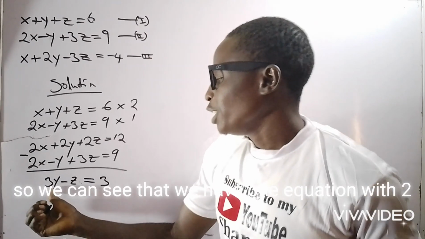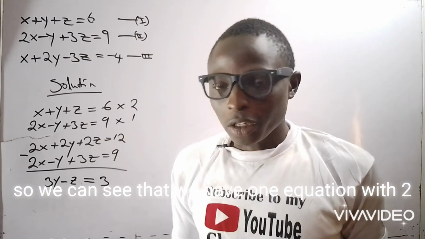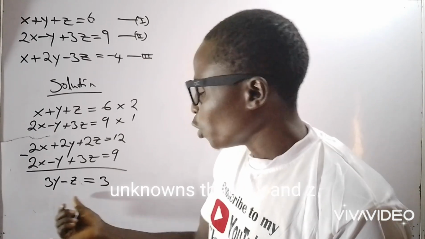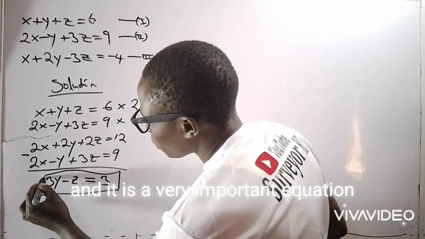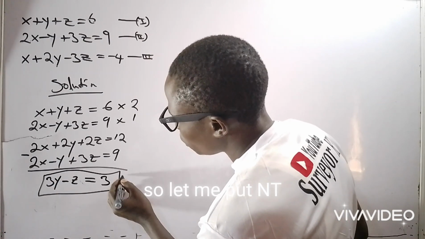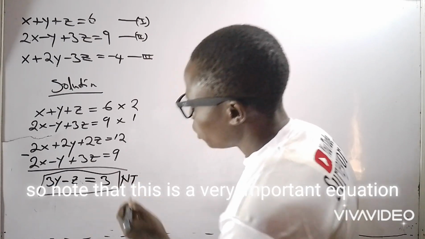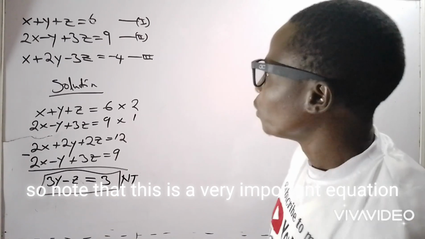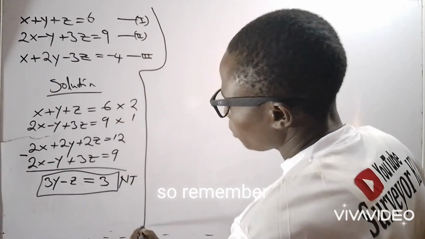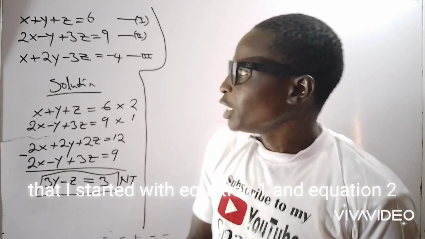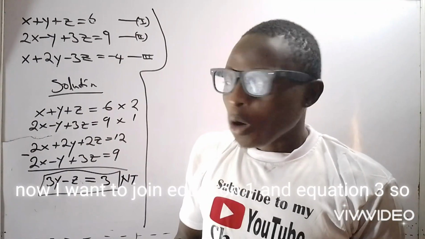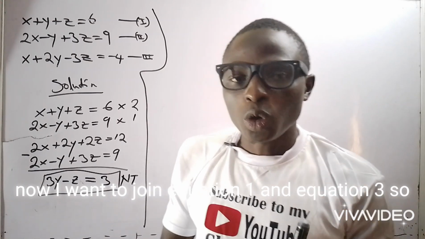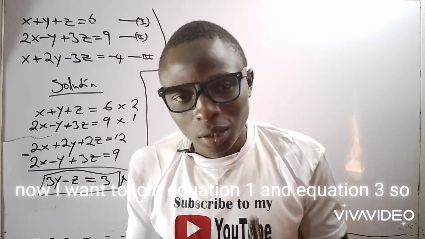So we can see that we have one equation with two unknowns, that is y and z, and it is a very important equation. So let me put NB. Note that this is a very important equation. So remember that I started with equation 1 and equation 2. Now I want to join equation 1 and equation 3.